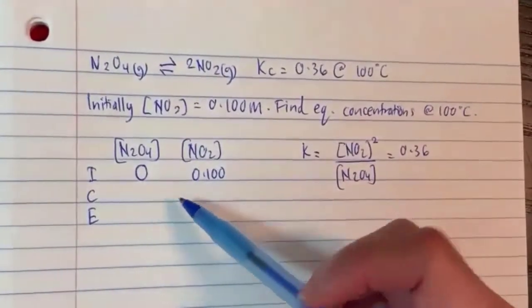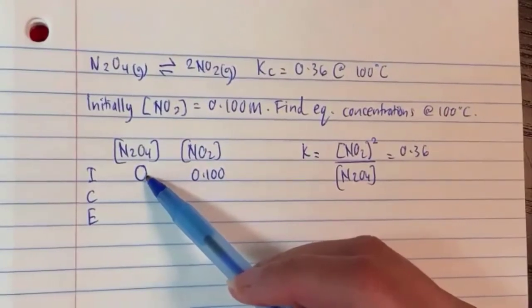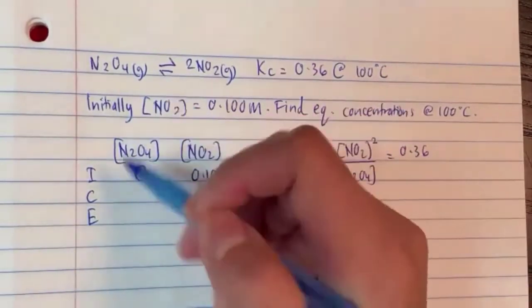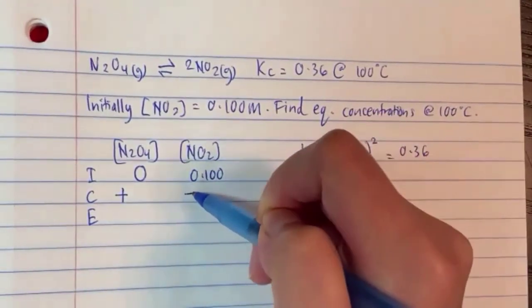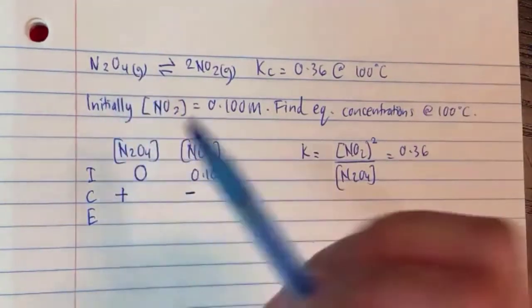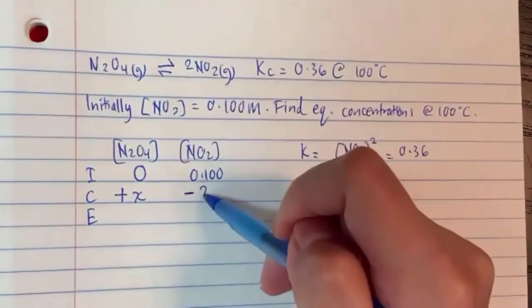So if there's a 0, we know it's going to go towards the side that has a 0. Because we're comparing Q to K, Q in this case is infinity because it's something over 0. So we are going to make sure the reactants go up and the products go down. Now, go up by how much for N2O4? It will just be 1x and it will go down by 2x.